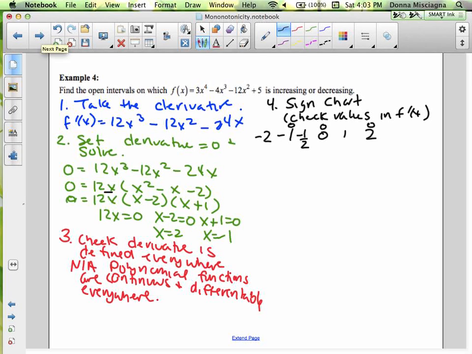If I plug in a -2 into 12x, that's going to be negative. x minus 2 will be negative, and -2 plus 1 is negative. 3 negatives, that's negative. If I plug in -1/2, 12x will still be negative, x minus 2 will still be negative, but x plus 1 will be positive, so that will make this positive. If we plug in 1, 12x will be positive, x minus 2 will be negative, and x plus 1 will be positive, so that will be negative. All right, so now we've got our sign chart.